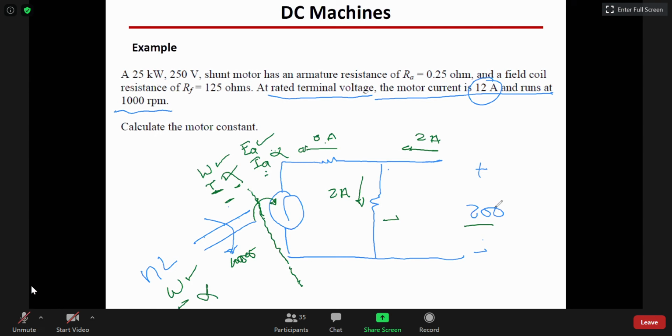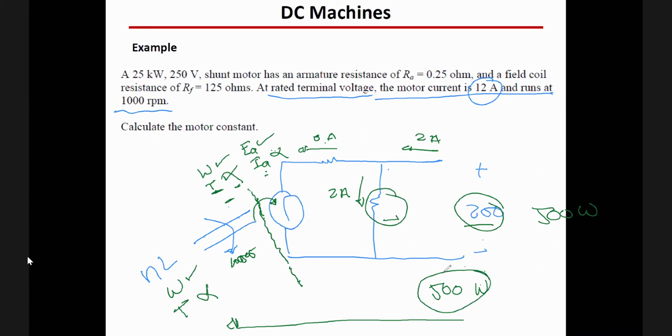The input power will be how much? 500, right? Which is 2 multiplied by 250. Because of the current here, because remember the current IF is equal to what? Voltage divided by resistance. So the input power is 500 at no load, and the whole 500 will go to what? Will go to the losses in this. Here is zero, here is zero. Clear?